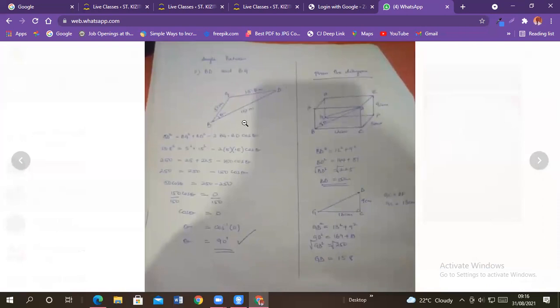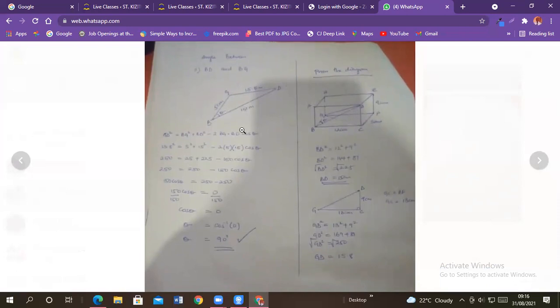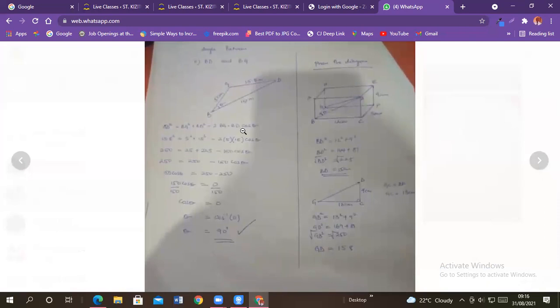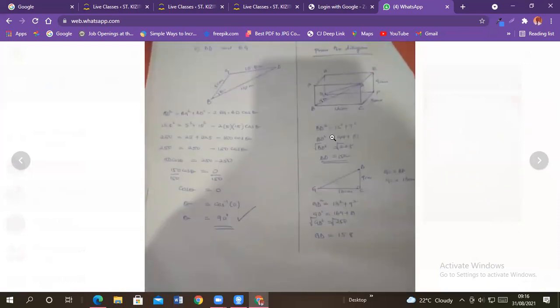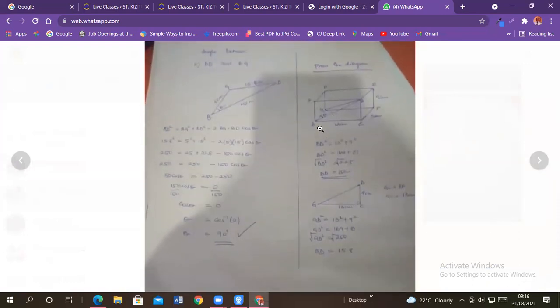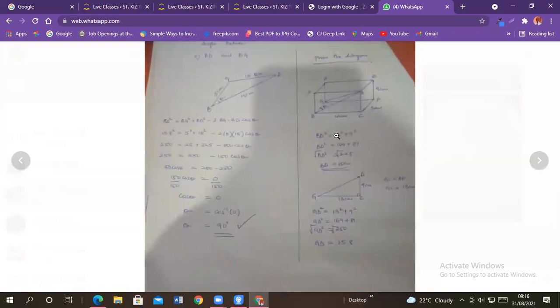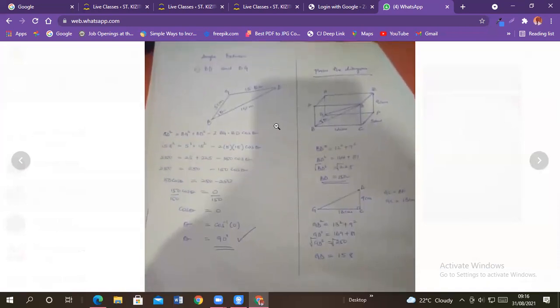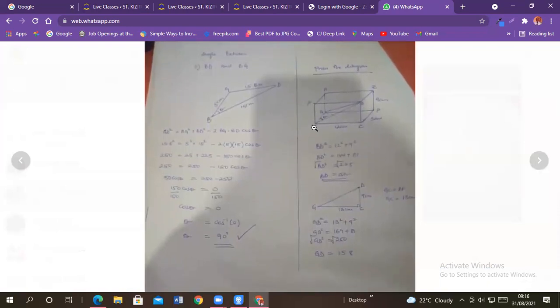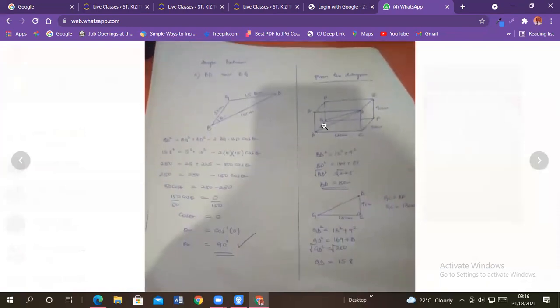you had to find what is BD, what is GD, or DG, and also BD, and use the cosine rule. This is the cosine rule. I don't know whether you can see it there, but you can zoom in. You had to find BD, using the triangle BCD, and also you had to find GD. The angle they were asking for was the angle between BD and GD.